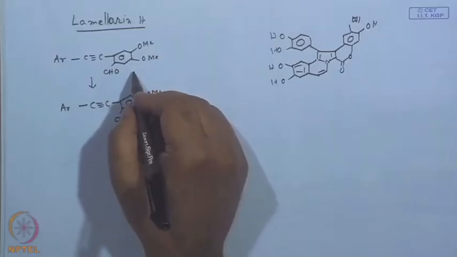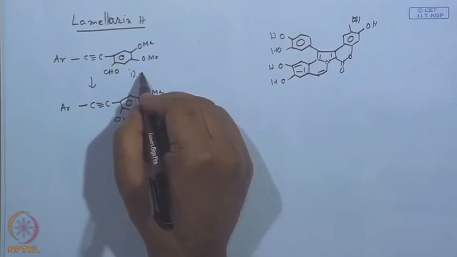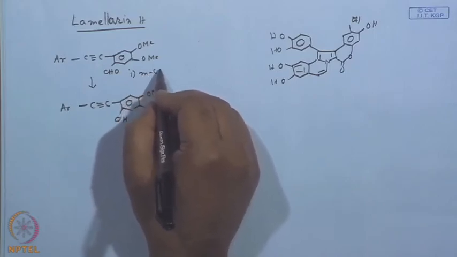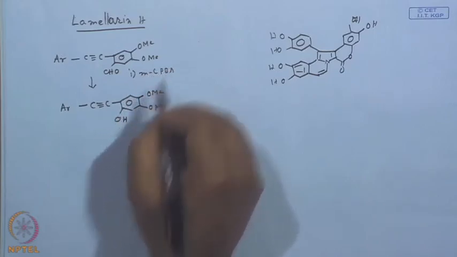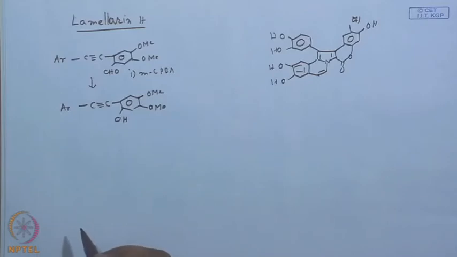The reagent for the Dakin reaction is H2O2 and aqueous sodium hydroxide. Other than H2O2, what else can you do? Let us say in this case the first one was MCPBA. What does it do?